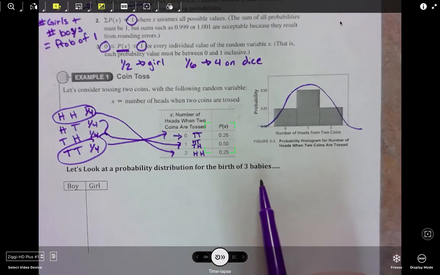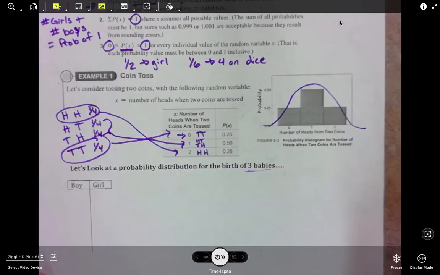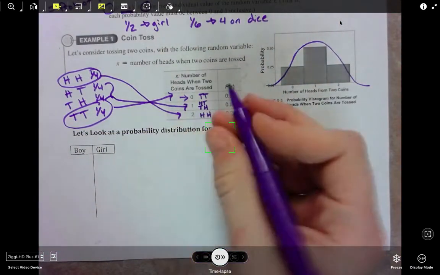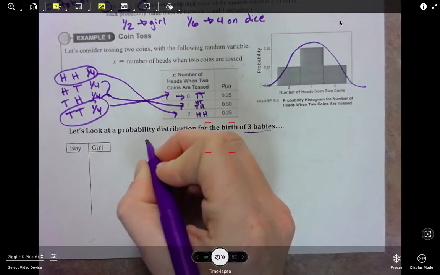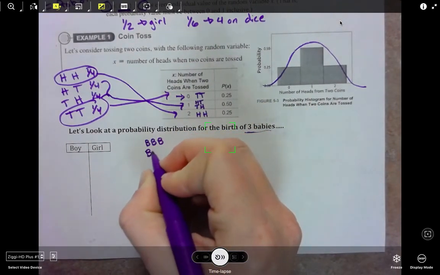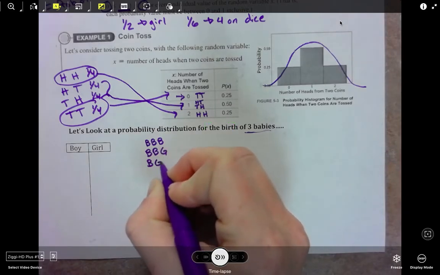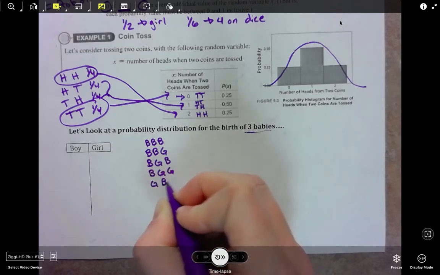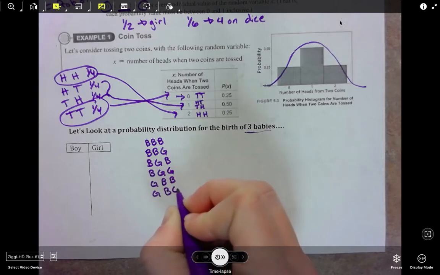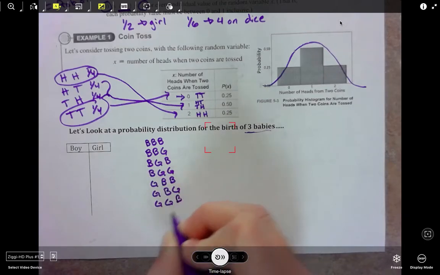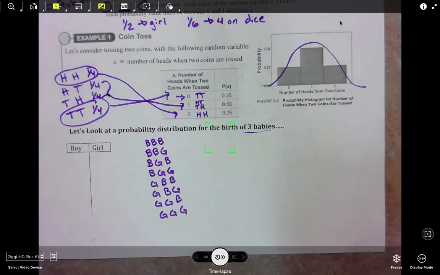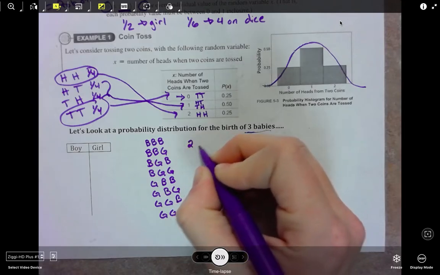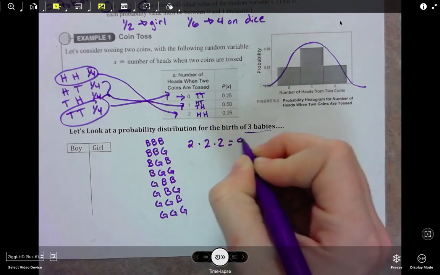Let's look at another one, for a set of three babies being born. So boys and girls, let's do this. I'm going to list them out. We could do boy, boy, boy; boy, boy, girl; boy, girl, boy; boy, girl, girl; girl, boy, boy; girl, boy, girl; girl, girl, boy; or girl, girl, girl. Man, I did a good job on that one. Again, we know that there's eight already because there's two different options, boy and girl, and I'm doing that three times, so that is eight different options.